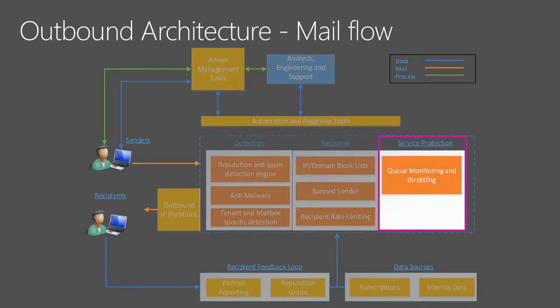Okay. Service protection on our side. This is just about queue monitoring and throttling. Again, you can get into this with me in the Q&A or afterwards, but this is really about protecting service integrity and ensuring that good mail has highest priority and lowest latency getting out of our service.